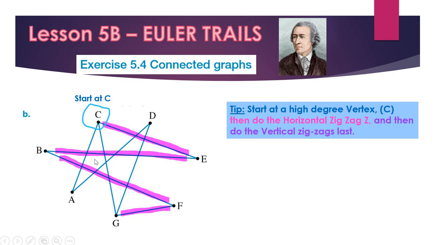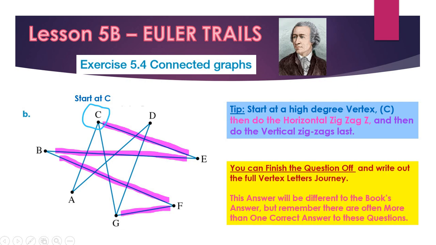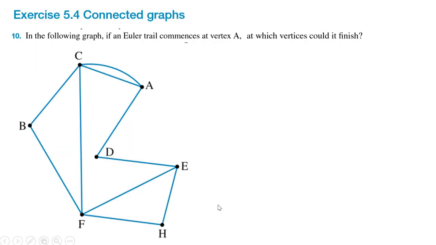Now we'll work on these vertical zigzags, all right? The ones that go straight up and straight down. So we're working on them second, and you can finish it off and write out the full vertex letters journey. Okay, this answer will be different to the actual one in the back of the book, but it is a valid answer. Remember, there's often more than one answer to it. So we've started at a high degree vertex. That was our strategy. We did the horizontal zigzags. Now you just need to do the vertical ones. I think if you do them, it's going to turn out pretty good and won't be too hard for you.